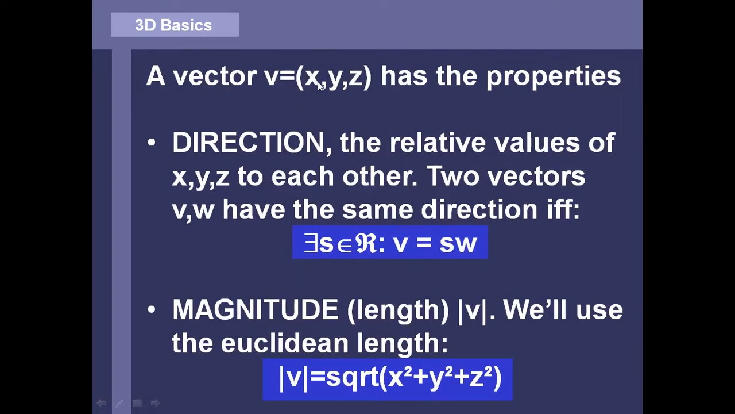Now vector v equal to x, y, z has the following properties. It has direction and it has magnitude as well. The direction is the relative values of x, y, z to each other. So two vectors v and w have the same direction if for some s which belongs to R, a real number, v is equal to s w. This has to hold for two vectors to have the same direction. Magnitude means the mod of v, and we will use the Euclidean length: mod v is equal to the square root of x square plus y square plus z square.